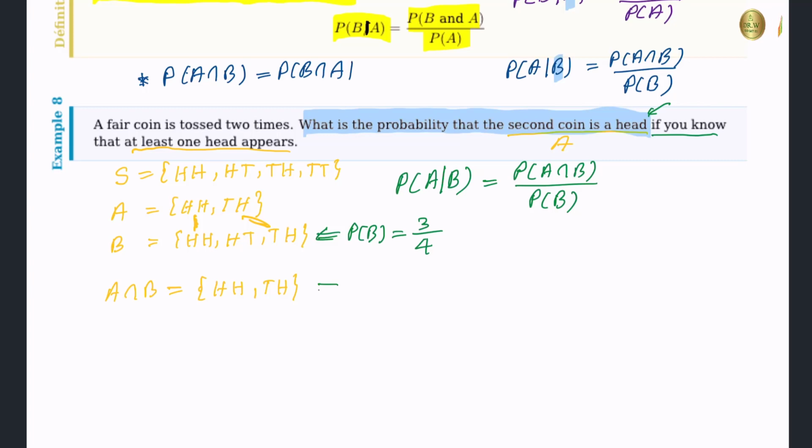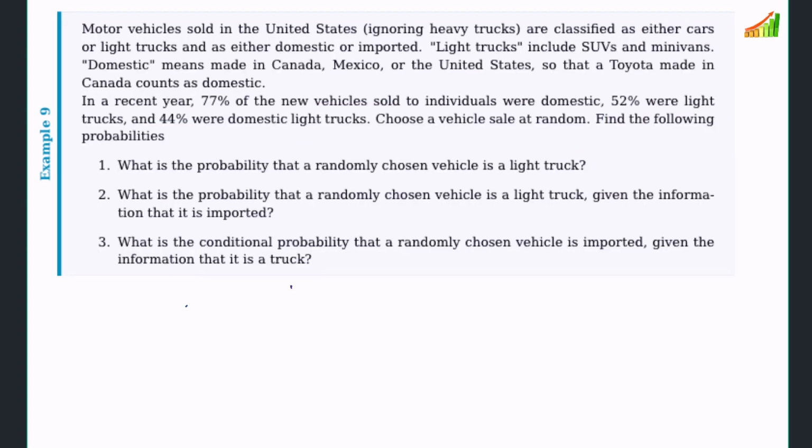Now we can find the probability of A intersection B. So that is 2 out of 4. Now we can go to the equation: probability A given B equals the intersection, 2 over 4, divided by 3 over 4. So you can cancel 4, then the answer is 2/3. So that is the probability A given B. Now let me explain example number 9.